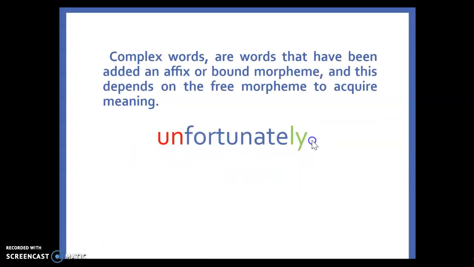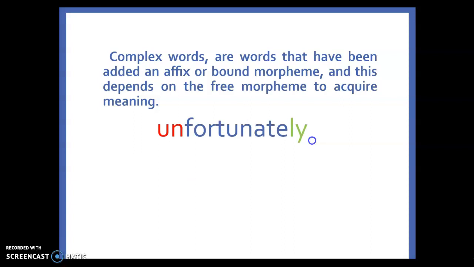We have several definitions of complex words. We're going to see just one of them. Here this definition says that complex words are words that have been added an affix or bound morpheme, and this depends on the free morpheme to acquire meaning. In this case, we have the word unfortunately. You can clearly see that there are two segments of these words that are in different colors.